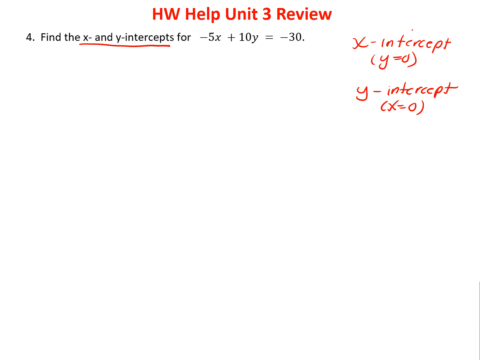So let's start with the x-intercept. So to do that, the x-intercept is where y equals 0. So I'm going to plug into my equation, minus 5x plus 10, but now I'm going to put in for y equals 0.